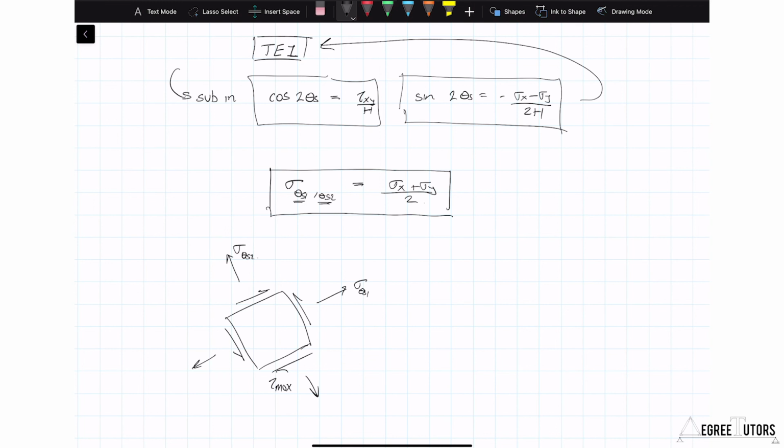Because it doesn't matter what two perpendicular planes you have, remember, the sum of the normal stresses on 2 mutually perpendicular planes is constant. So you could take any 2 mutually perpendicular planes. This top number here in the numerator doesn't change, it stays constant. So you just add the 2 together, divide by 2, i.e. get the average, and that happens to be the value of the normal stress that occurs on the planes that also have the maximum positive and negative shear stresses.